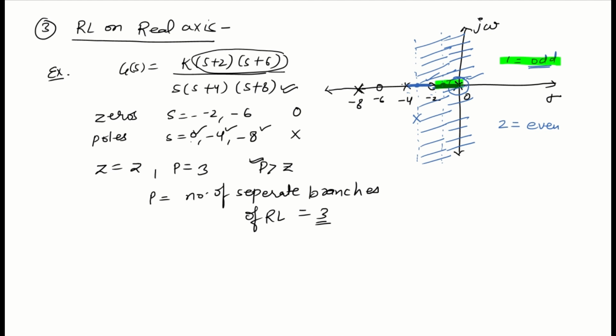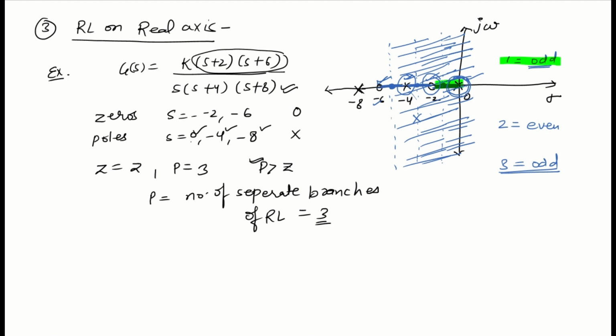Similarly, if I go further from -4 to -6, suppose I have a point here, and again I am drawing a vertical line parallel to the imaginary axis, and on the right side of this line I am counting the total number of roots. The roots are one pole at -4, one zero at -2, and one pole at 0. So there are 3 roots, which is an odd number. So we can say that from -6 to -4 the root locus will lie on the real axis.